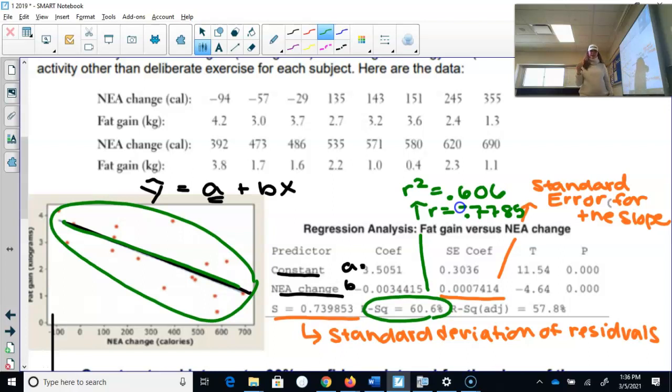Now, what if they didn't show you the graph? Sometimes they only show you the Minitab output. How would I know that this R needs to be negative? Pause and think about it for a second.